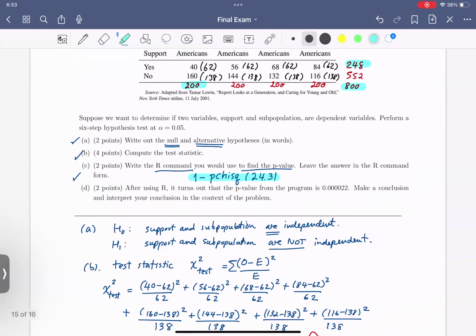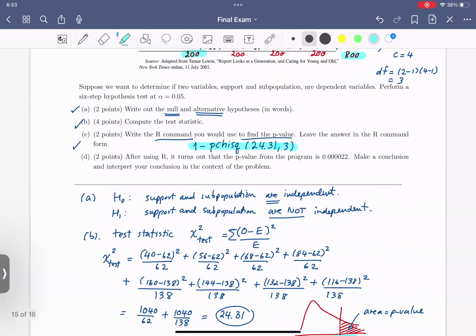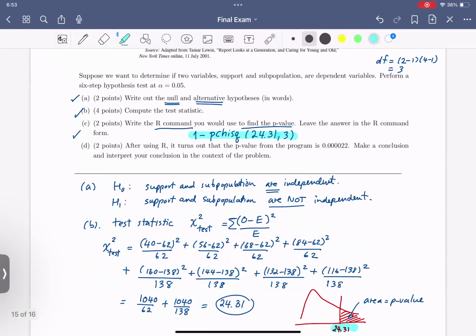And then the degrees of freedom are going to be based on the number of rows and columns. You have 2 rows and 4 columns. So the degrees of freedom are 2 minus 1 times 4 minus 1, because the formula is r minus 1 times c minus 1, right? That means here you have 3 degrees of freedom. So you're going to have 1 minus pchisq(24.31, 3).